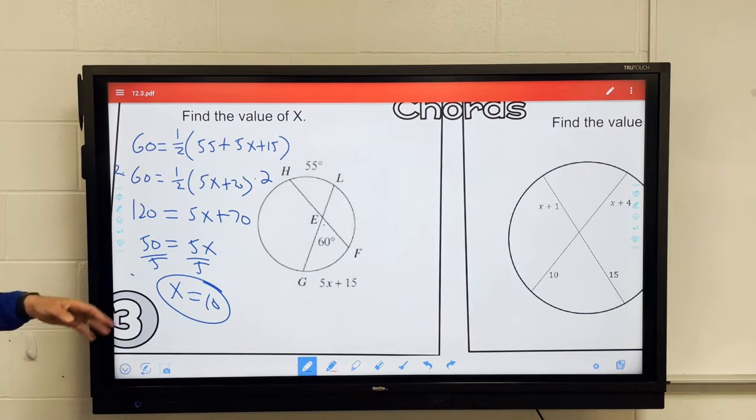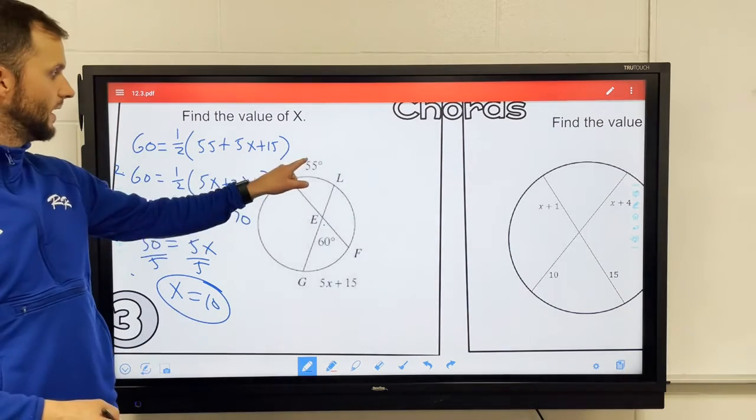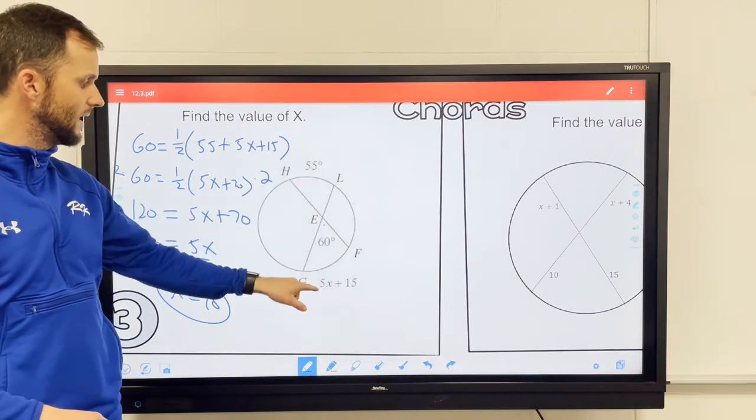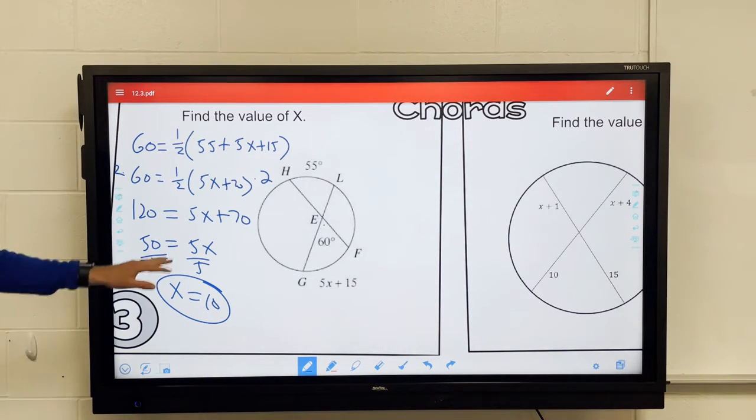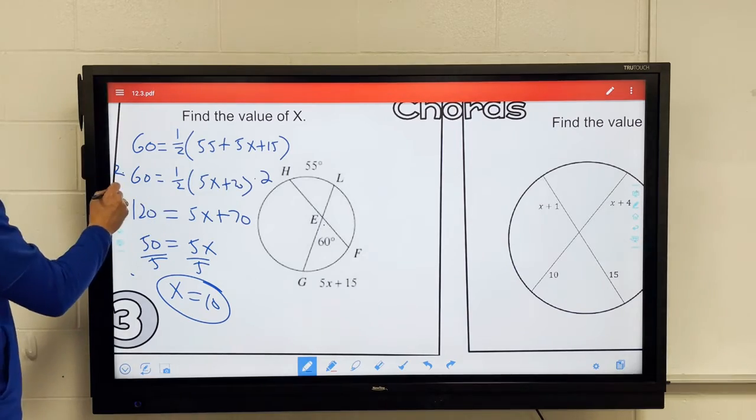So ladies and gentlemen, I literally just used the formula, those intercepted arcs added together, and taking half of it is going to give me that angle. So I created my equation and ended up solving for x here, okay? Let's jump over to our last example.